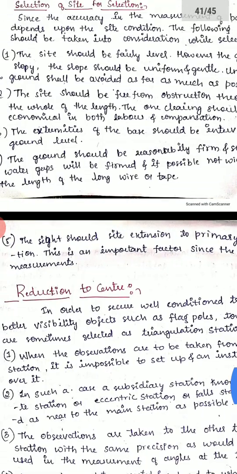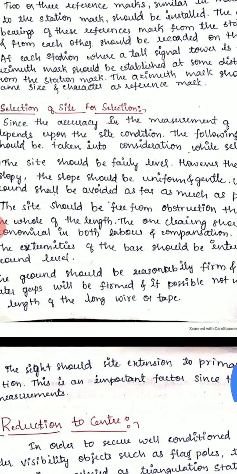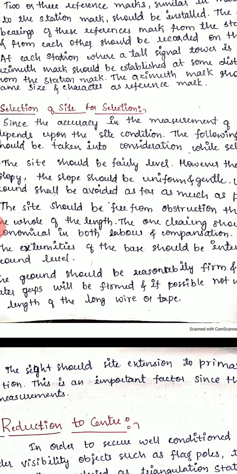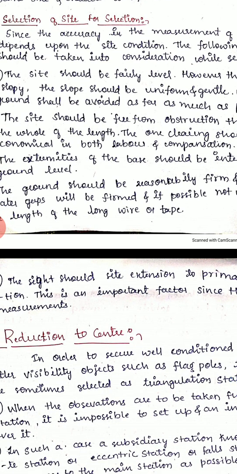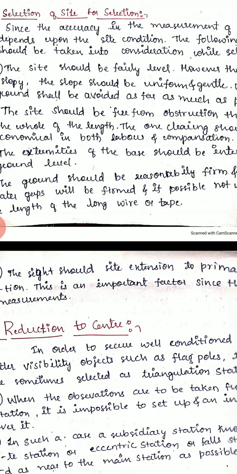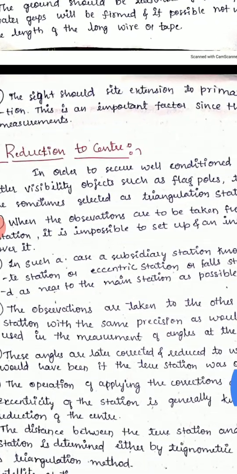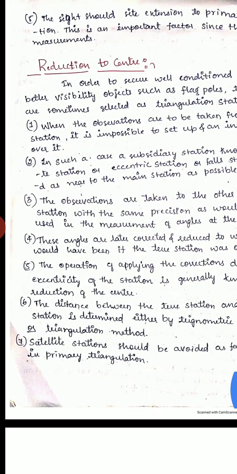The second point is selection of site for a base line. The site should be fairly level, and free from obstruction throughout the whole length. The extremities of the base should be intervisible at ground level. The ground should be reasonably firm and smooth. Water gaps should be not wider than the length of the long wire tapes, if possible. After that, we have one last topic, that is reduction to center.